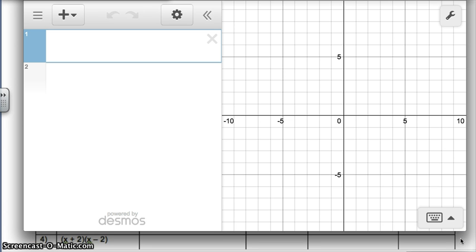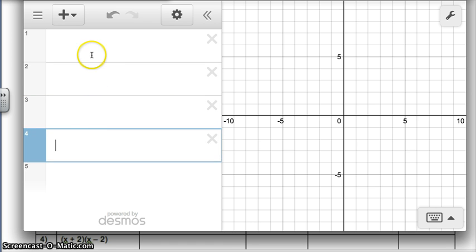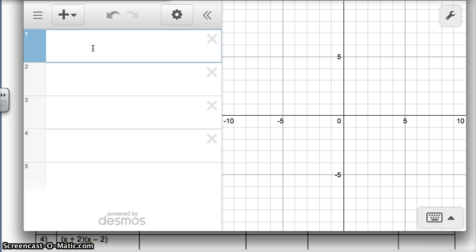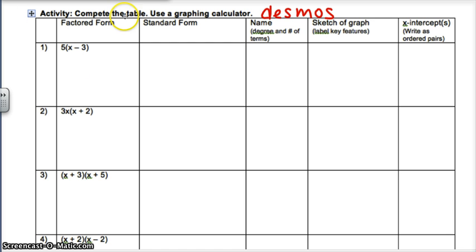When you pull Desmos up, you have a graph on one side, and you have the ability to enter however many equations you want over here. First thing that I'd like you to do is to get your factored form into standard form. So notice, factored form for number 1 has a set of parentheses. These are the two things that are being multiplied. Well, multiplied to make what? That's what you need to figure out. Multiply them and put your answer in standard form.